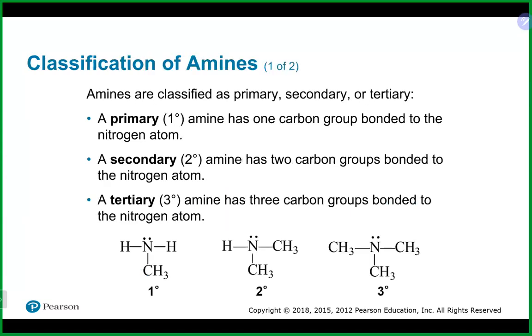And that's what we see here. A primary amine has one carbon group directly attached to the nitrogen, secondary has 2, and tertiary has 3. So once again, there's our 1 carbon attached, 2 carbons attached, and 3 carbons attached directly to the nitrogen, giving us a primary, secondary, or tertiary amine. Any questions on that there?